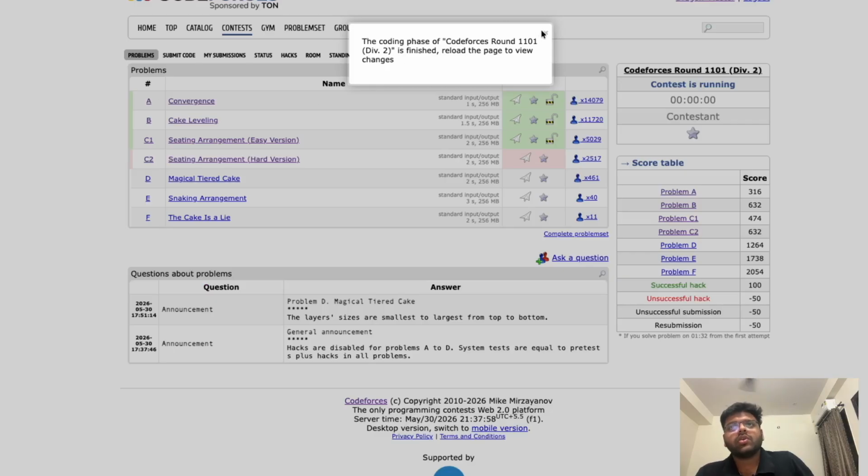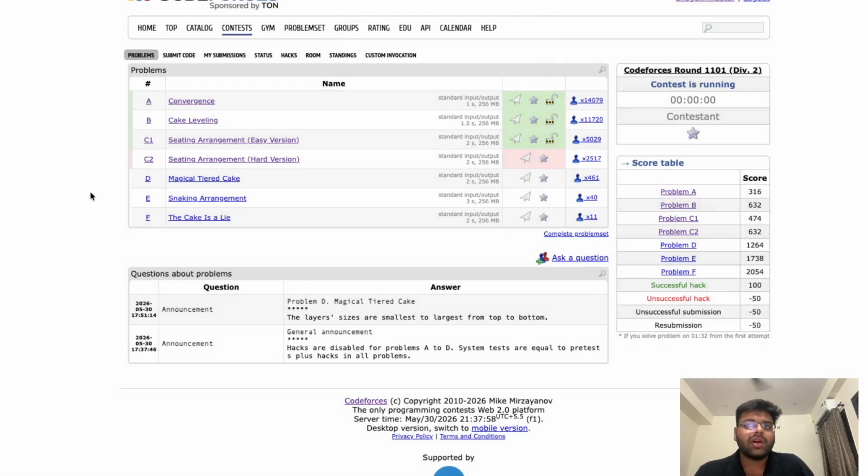So this is how you would be solving A, B and C1 problems. I tried C2 but actually got a TLE case. So we'll have a look at it and we'll share the solution if I'm able to solve it.